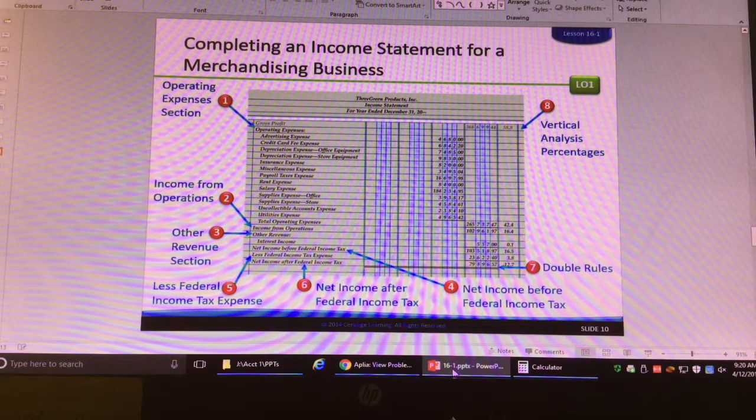So we're going to again divide by net sales to calculate the percents. So you're going to do the total operating cost over net sales, income from operations over net sales. You're going to do interest over net sales, net income before over net sales. And then you're going to do the federal income tax expense over net sales. And finally, net income after federal income tax over the net sales. So again, everything is constantly being divided by the net sales column.